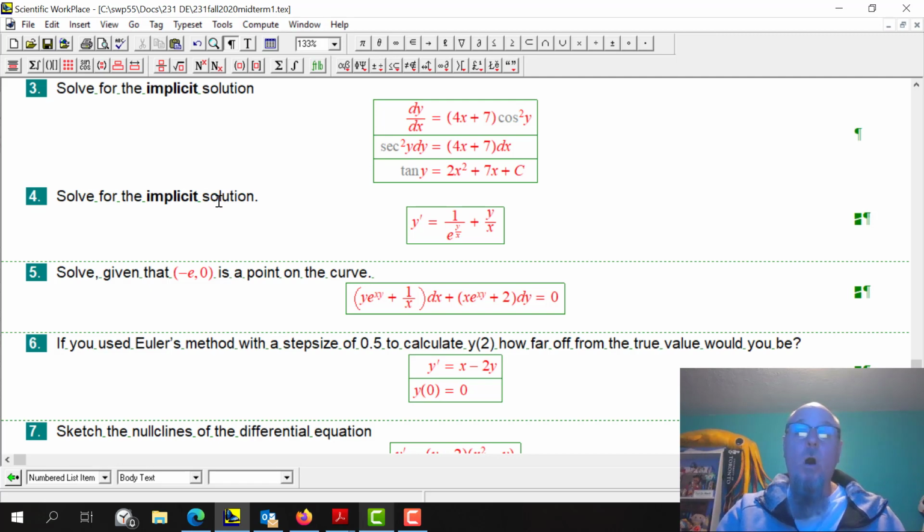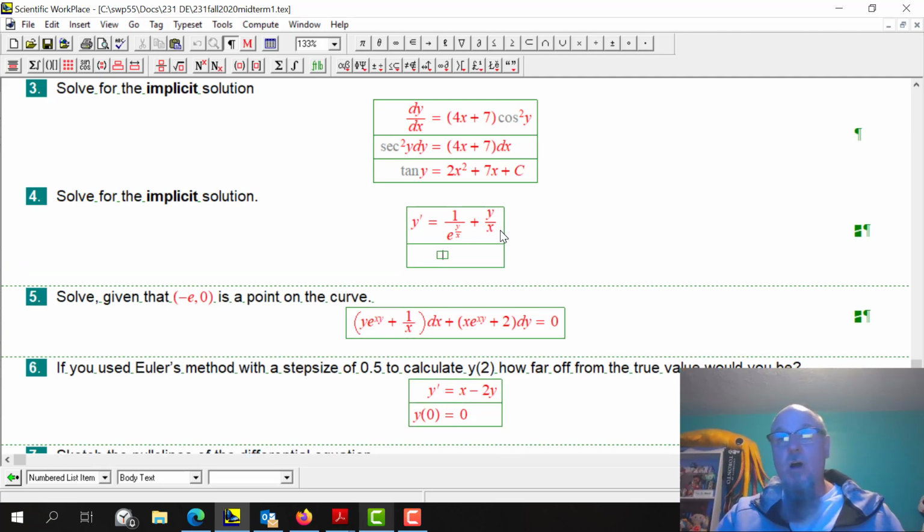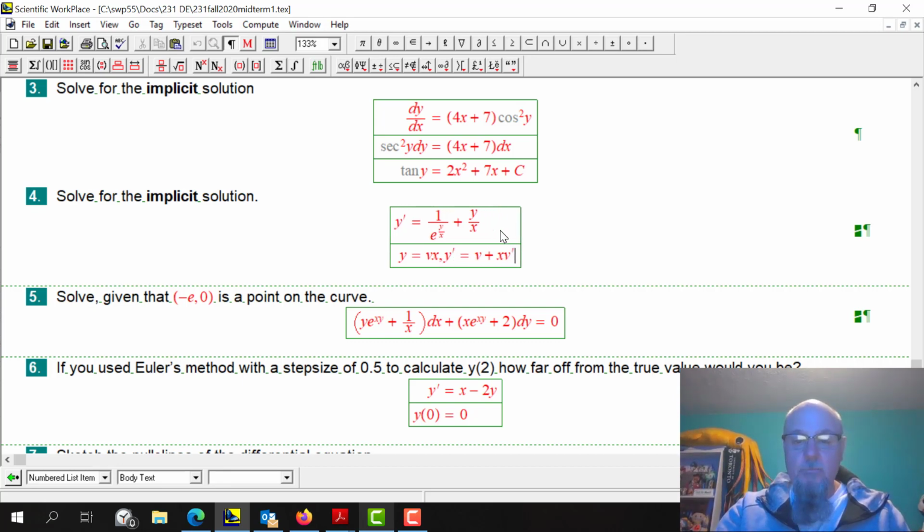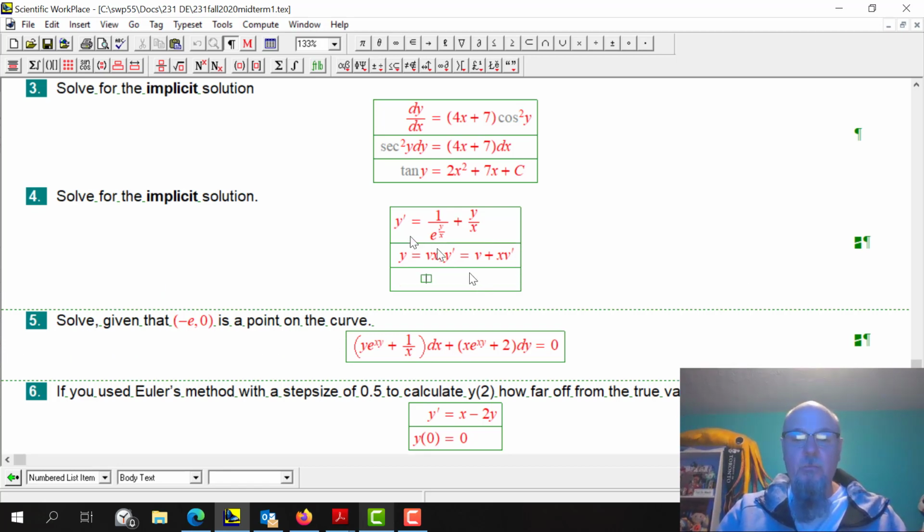Next one, number 4, also asks for an implicit solution. And if I look at this, that y over x, this one is sort of screaming homogeneous. So, okay, I'll try. y is equal to vx and y prime is equal to v plus x v prime. And when I make that substitution, I know it's going to be separable. So let's make that substitution.